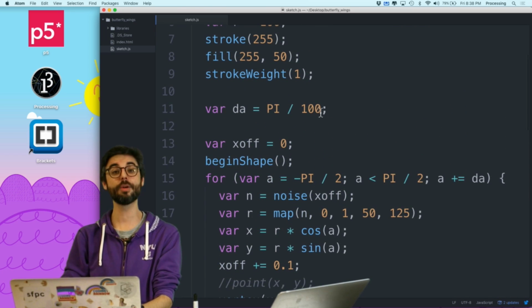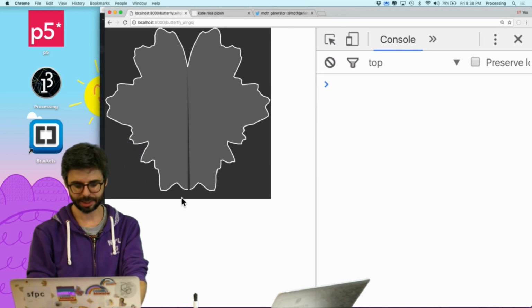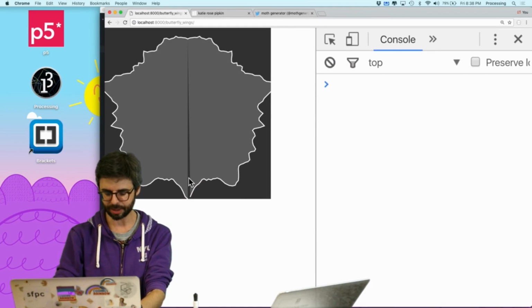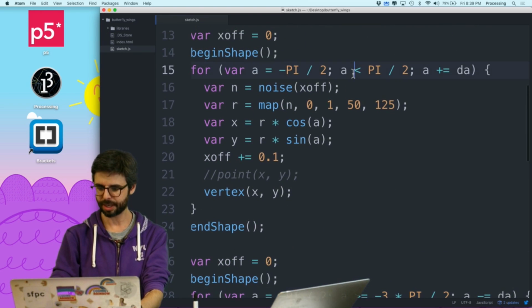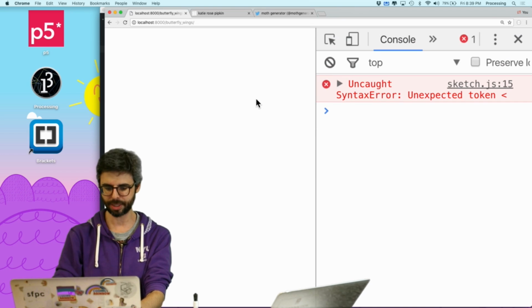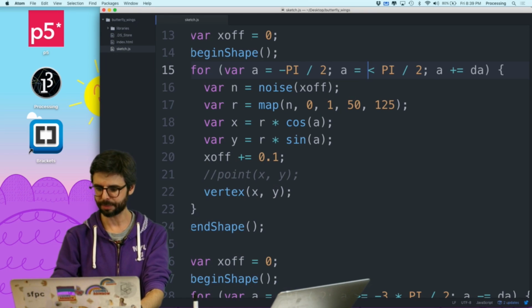So this is with 100 points. It still didn't get all the way to the end. Do I need to say greater than or equal to, maybe? Less than or equal to, because I want to get one more point in there. Whoops. What did I mess up? Oops. Sorry.